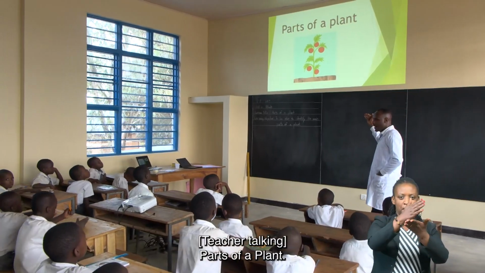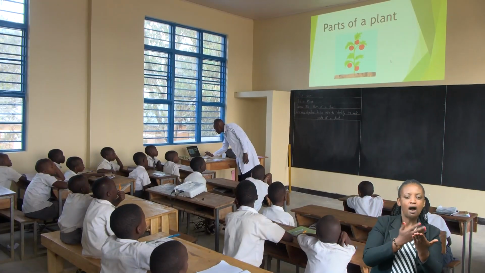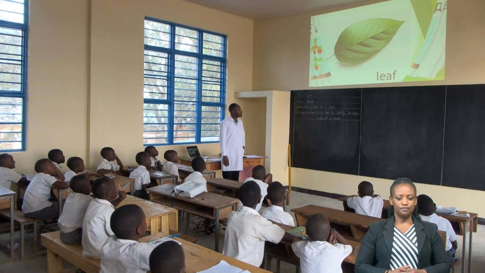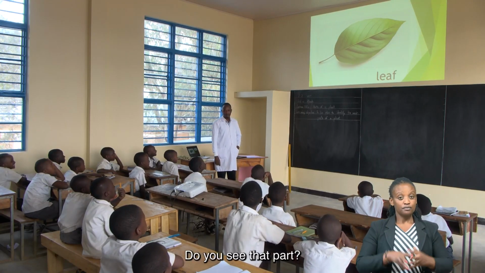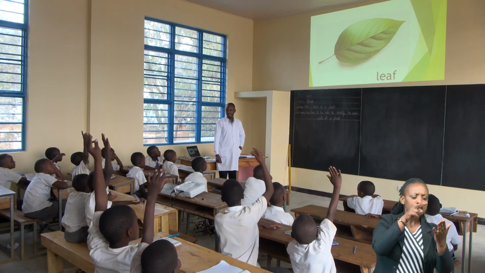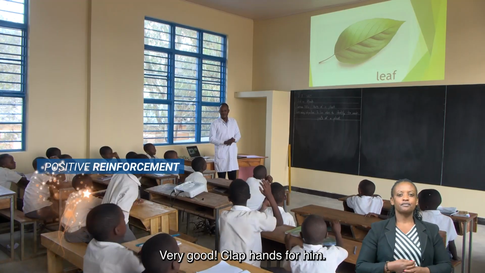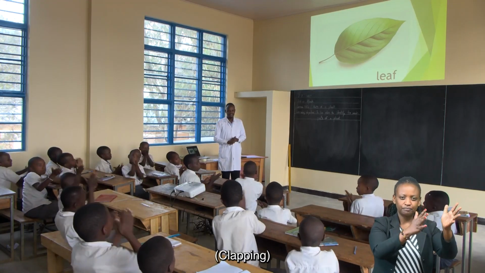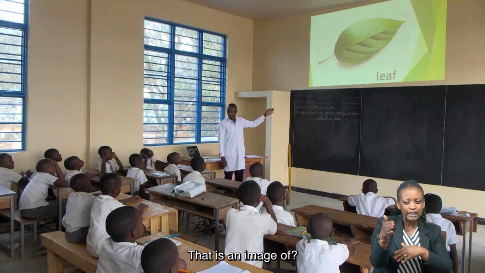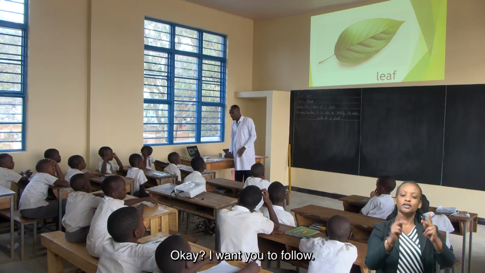Parts of a plant. Now, a plant has very many parts. Do you see that part? Who can read it for us? Hello, my friend? Very good. That is an image of a leaf. Okay? I want you to follow.